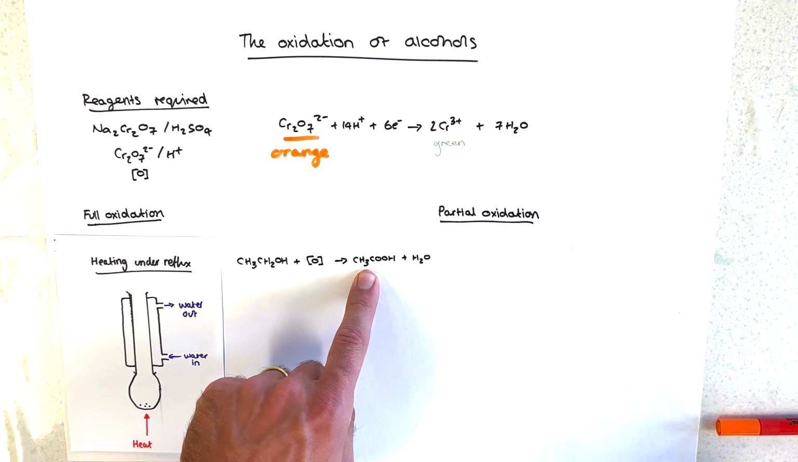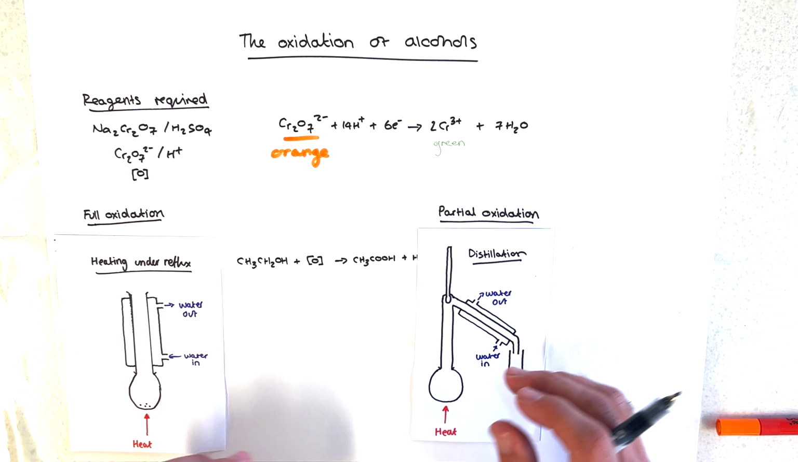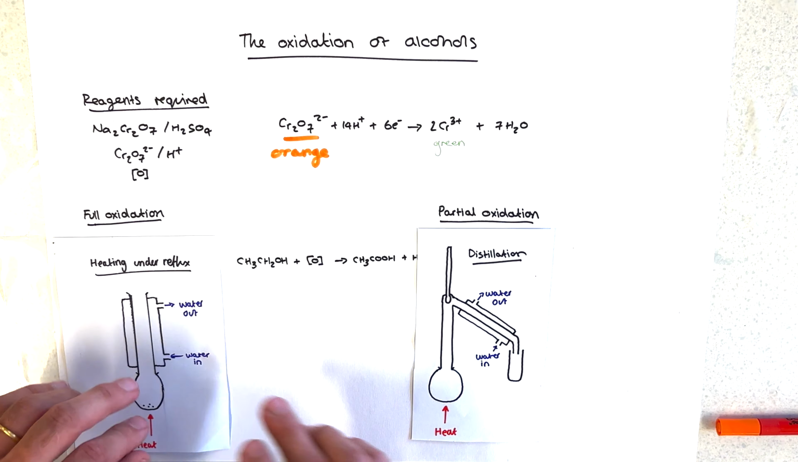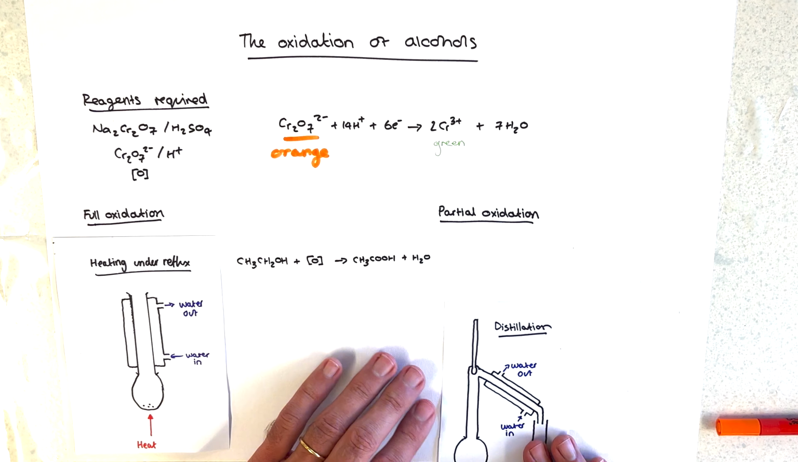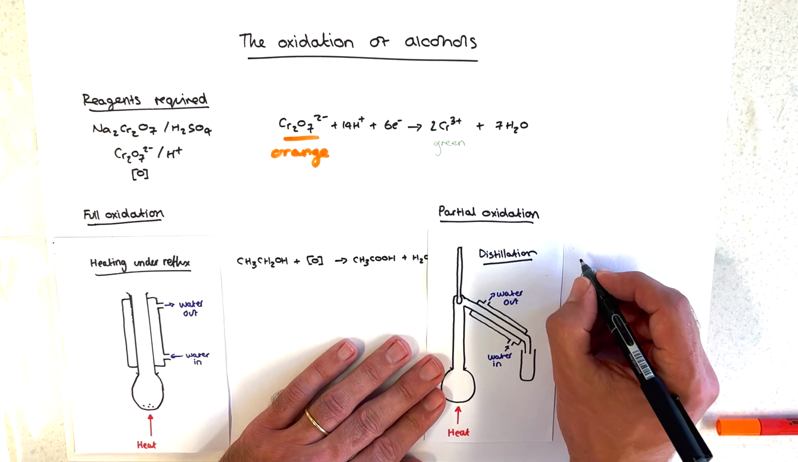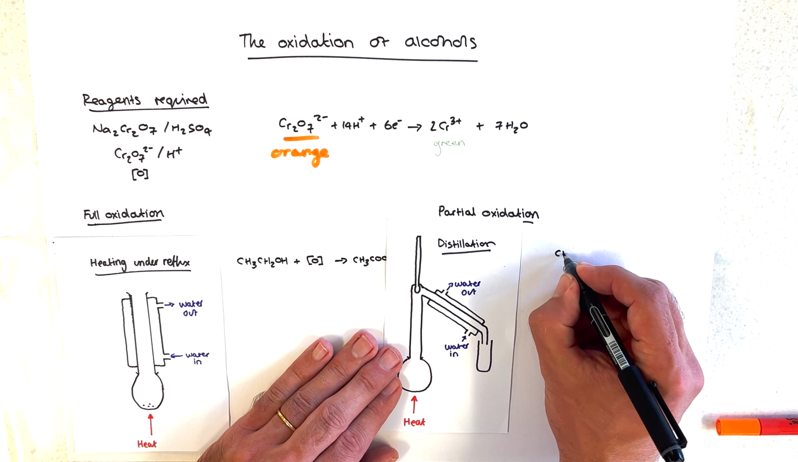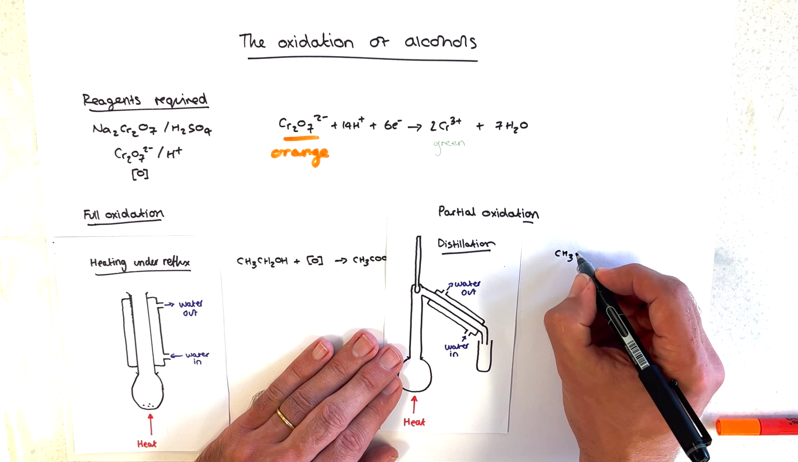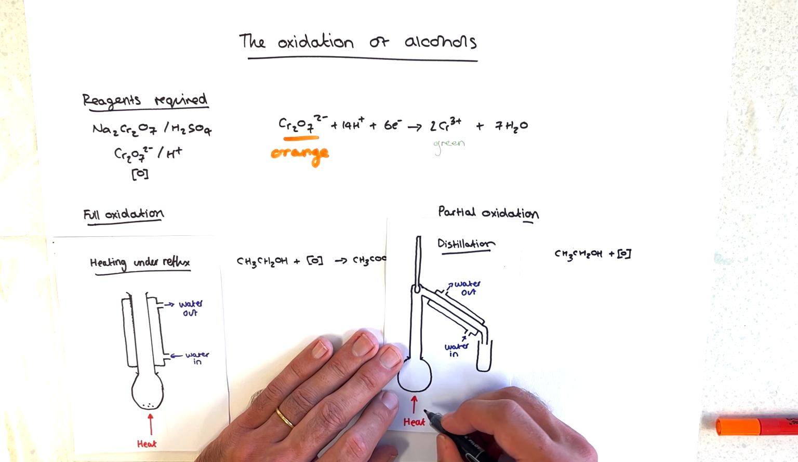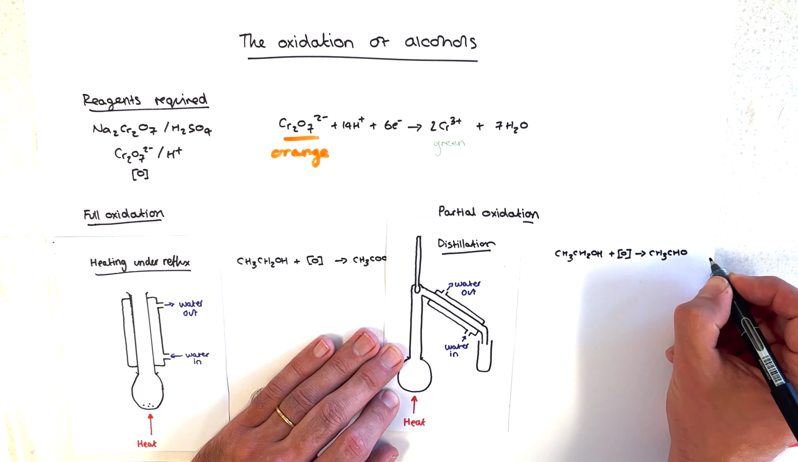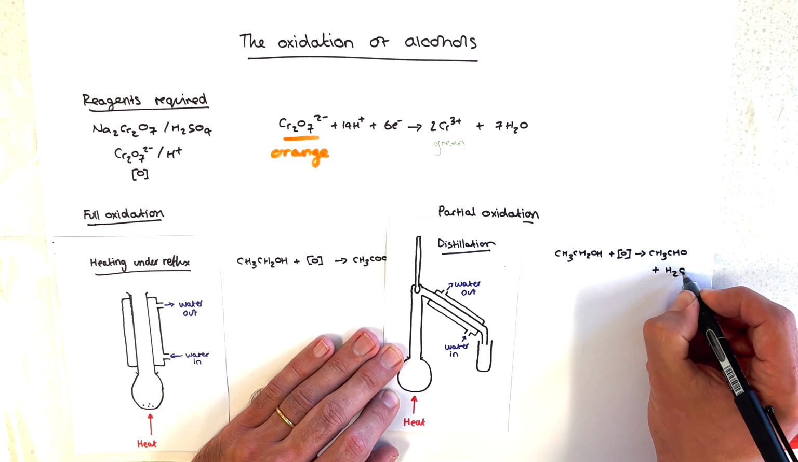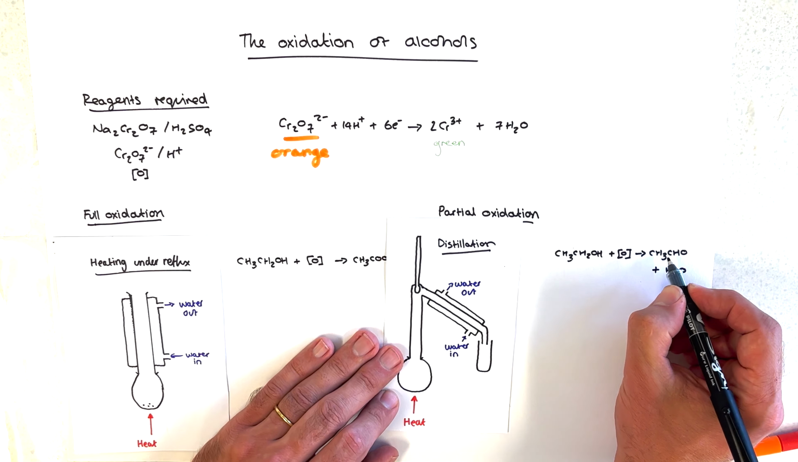To achieve partial oxidation, we need to ensure that as the vapours start to evaporate, we allow them to escape and prevent them from falling back down and fully oxidising to the carboxylic acid. So during this reaction, if we have ethanol here, this time we're preventing our alcohol from fully oxidizing by allowing it to escape through distillation. In this situation, you'll end up producing an aldehyde. So you produce ethanal during this reaction.